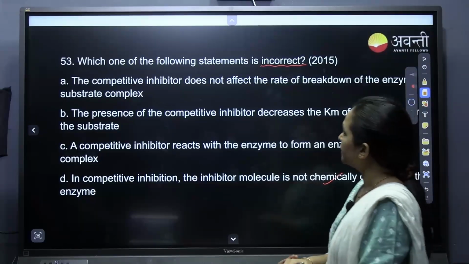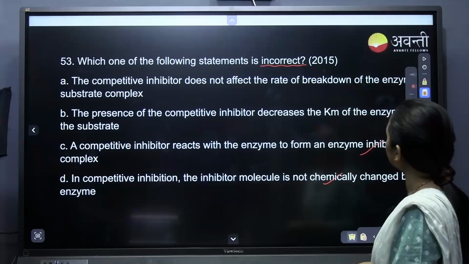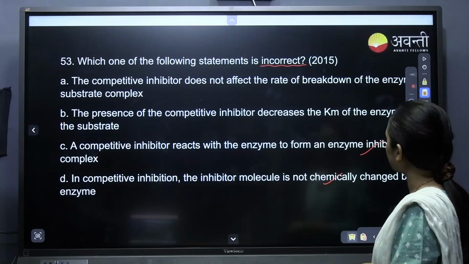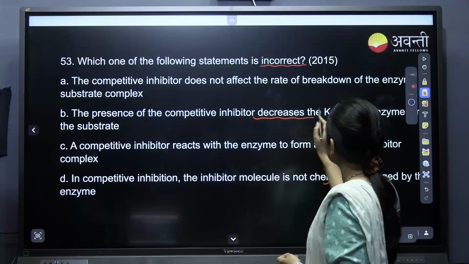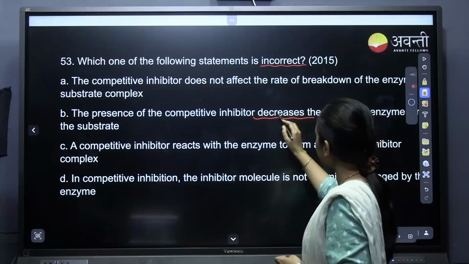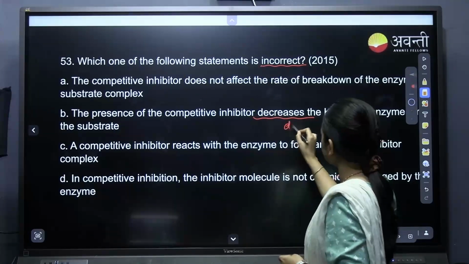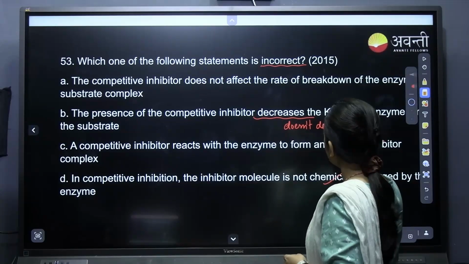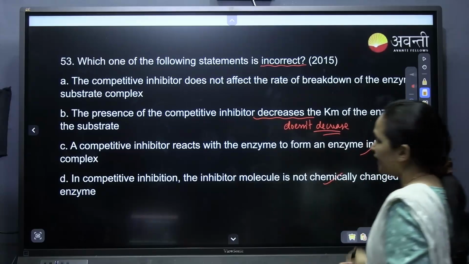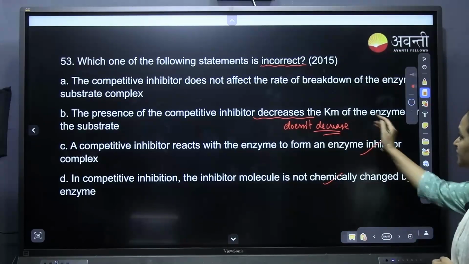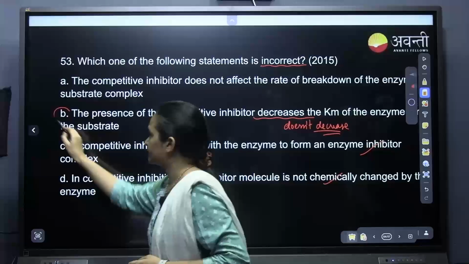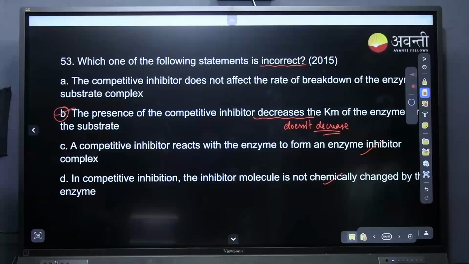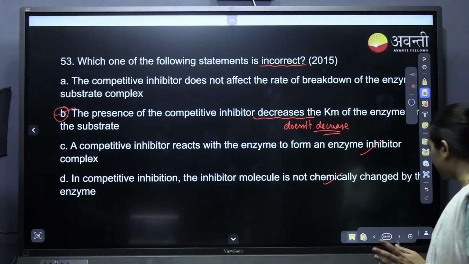Okay, we will go back. The enzyme inhibitor does not affect the rate of the breakdown of the enzyme substrate complex. The presence of competitive inhibitor decreases the Km. Okay, it doesn't decrease, but it is given as decreases. So this is the incorrect one. Actually, it doesn't decrease the Km value of any enzyme.